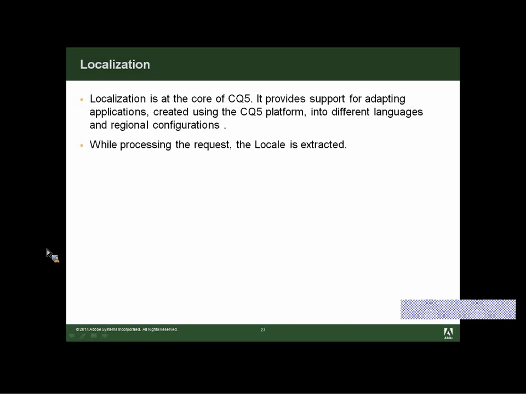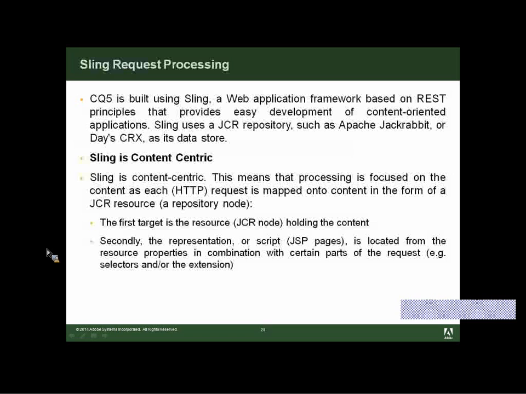So to fetch the data from JCR, you need to talk with the help of Sling. It's a web application framework based on REST principles. Based on the URL you are coming in with, the content will be fetched. Sling is content-centric, and this means that the processing is focused on content, as each HTTP request is mapped onto content in the form of a JCR resource.